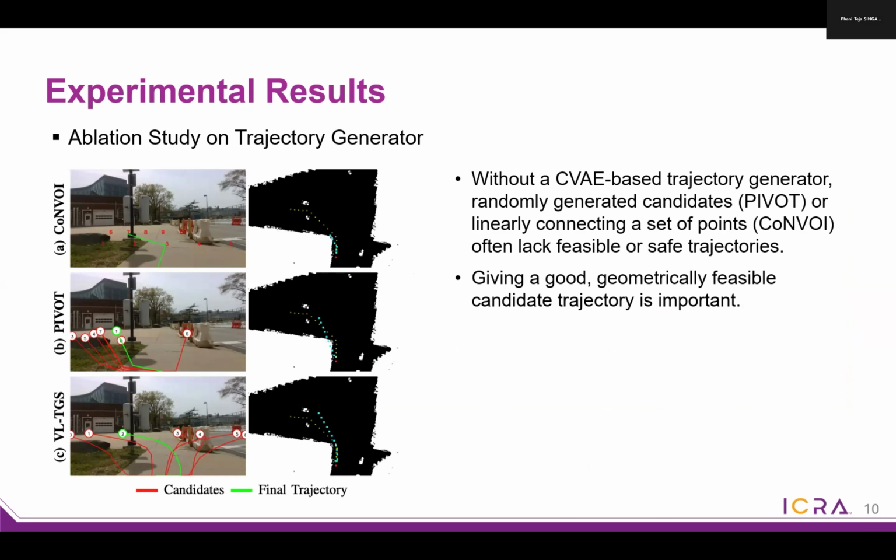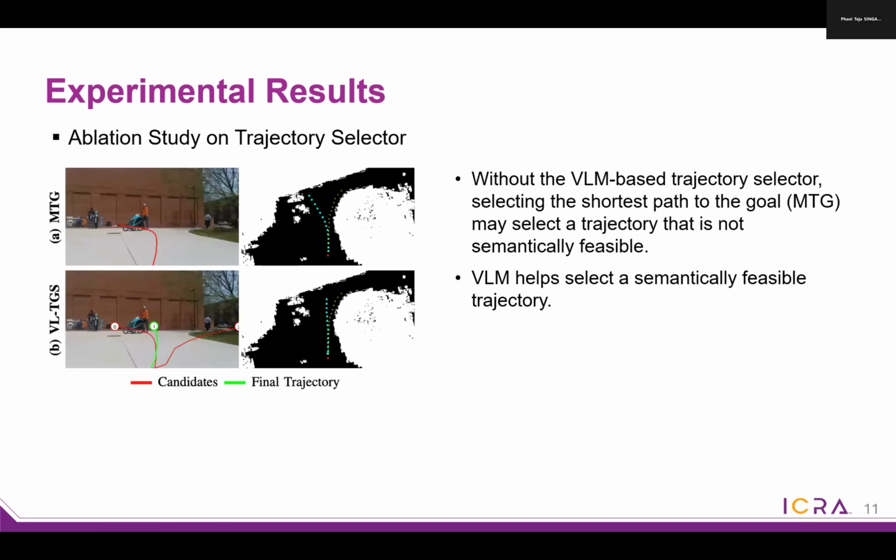Without our CVAE-based trajectory generator, just randomly generating candidates, which is the same as what Pivot does, or linearly connecting a set of points, which is the same as what Convoy does, often yields unsafe or infeasible trajectories. So giving a good geometrically feasible candidate trajectory is important. And without the VLM-based trajectory selector, what MTG does is generate multiple geometrically feasible candidate trajectories and then select the shortest path to the goal.